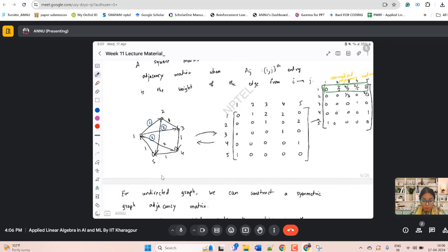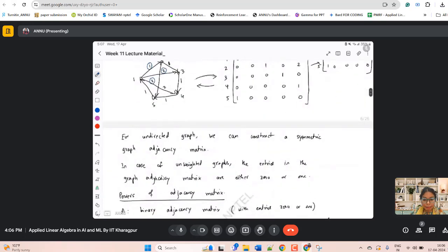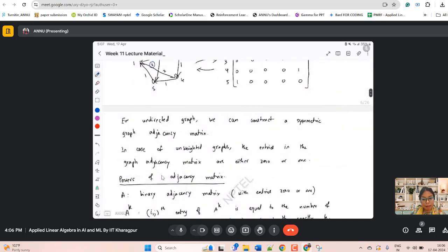You will have nodes 1, 2, 3, 4, 5 on one side, and 1, 2, 3, 4, 5 on the other side. And what is the weight associated with 1 to 1? It is 0. With 1 to 2, it is 1. Like that. Okay. For an undirected graph, we can construct a symmetric graph adjacency matrix. In the case of unweighted graphs, the entries in the adjacency matrix are either 0 or 1, because in the case of unweighted graphs, you can only say whether it is connected or not connected.